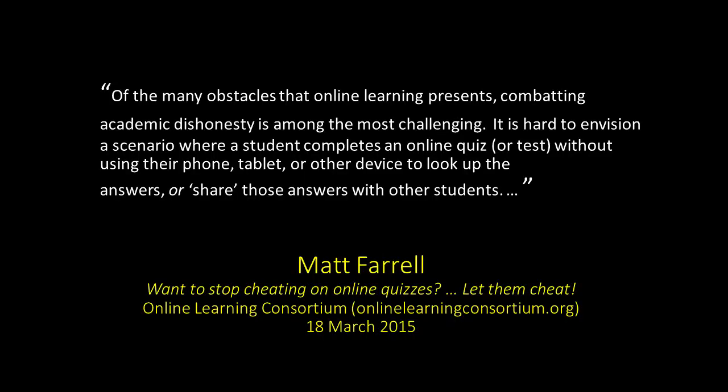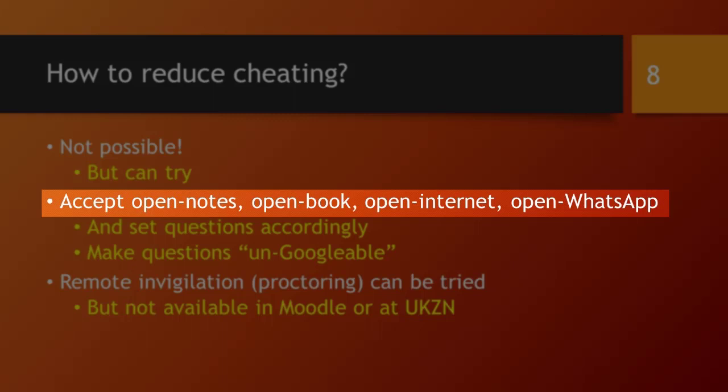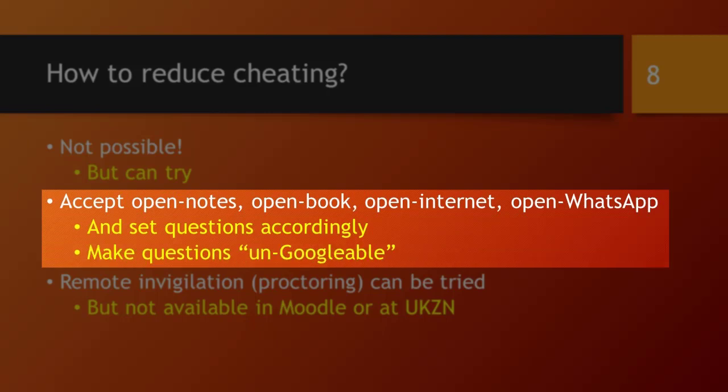One approach is, if you can't beat them, don't try. Let them cheat, as Matt Farrell says. Accept that assessments will be open notes, open book, open internet, and open WhatsApp, and set questions accordingly. For example, try to make questions ungoogleable.